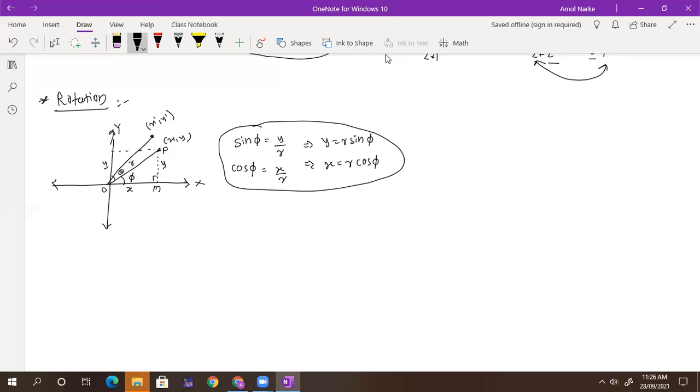So tell me, I can write my X dash, finding the same angle, as R sine of phi plus theta. Yes or no? And Y dash, what am I getting? R cos of phi plus theta.